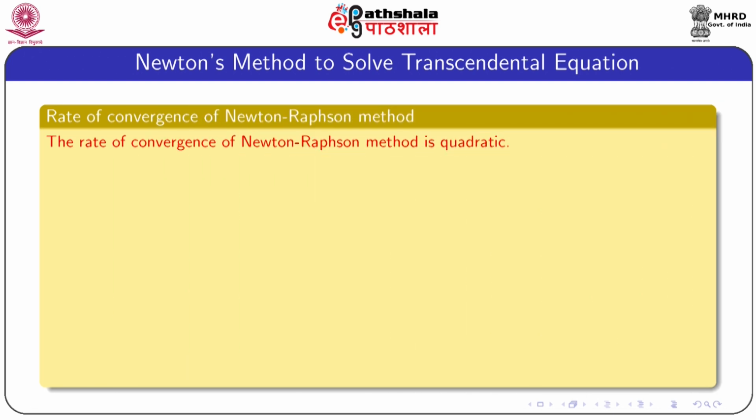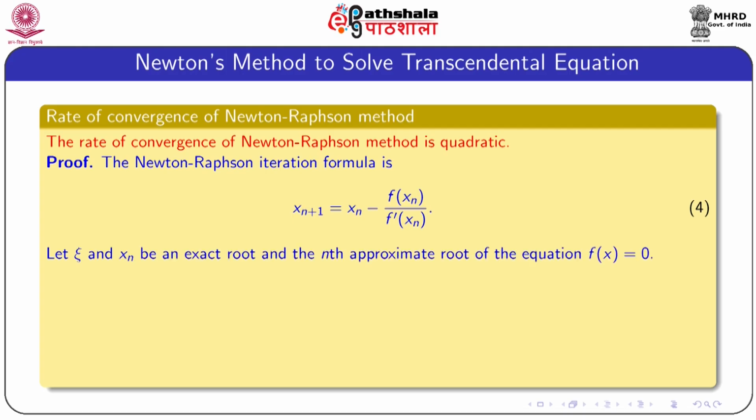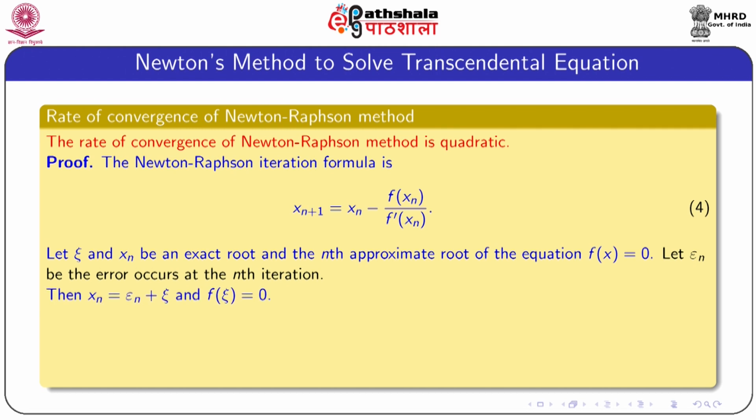Now we shall discuss the rate of convergence of the Newton-Raphson method. We will prove that the rate of convergence of the Newton-Raphson method is quadratic. The Newton-Raphson iteration scheme is x(n+1) = xn minus f of xn by the first derivative of f at xn. Let xi be the exact root of the equation f(x) = 0 and xn be the nth approximate root of the same equation, and epsilon n be the error at the nth iteration, that means xn = epsilon n + xi, and since xi is an exact root of the equation, therefore f(xi) = 0.